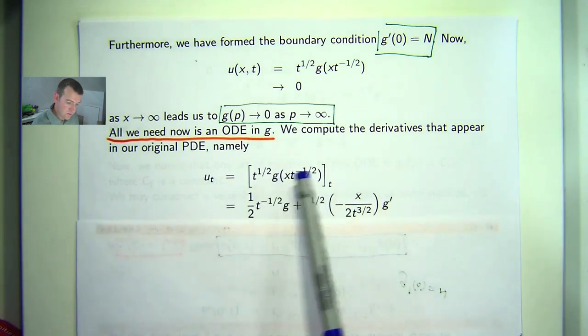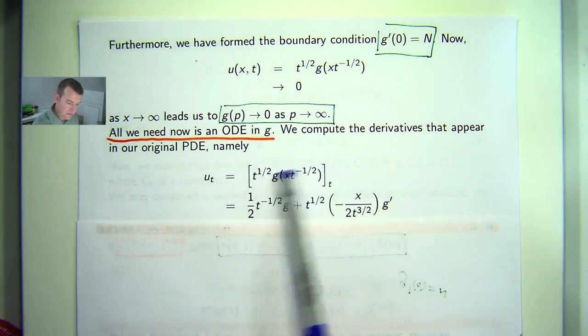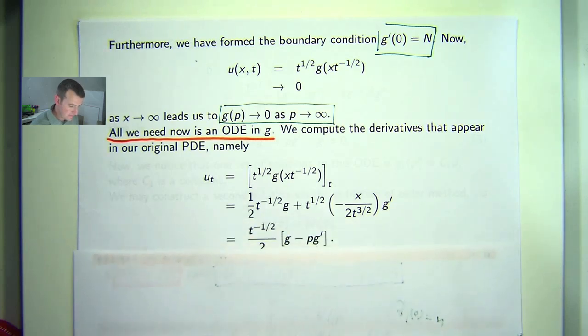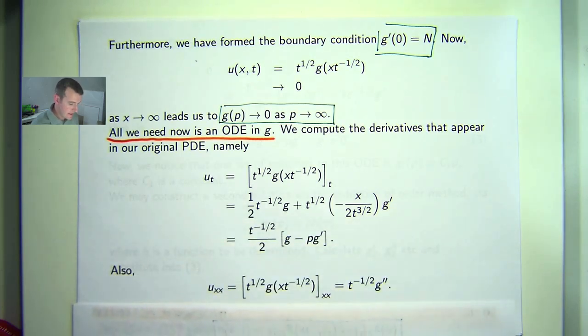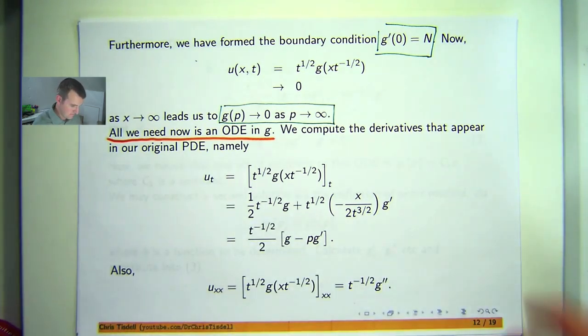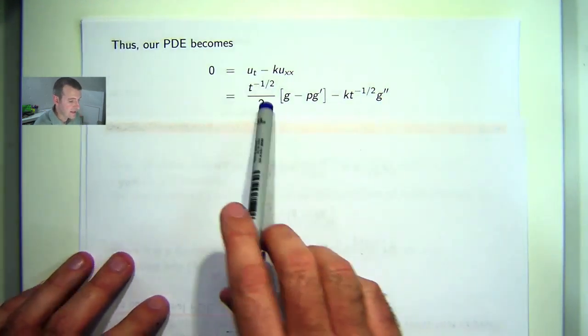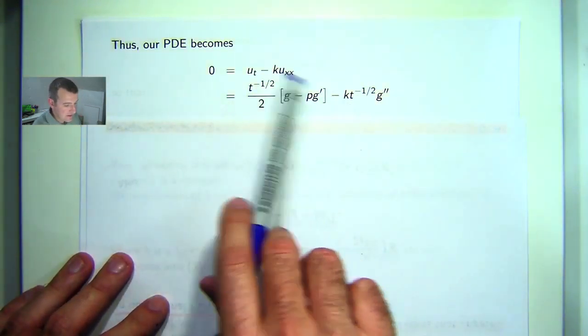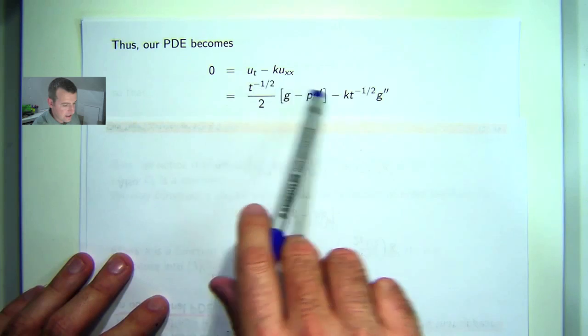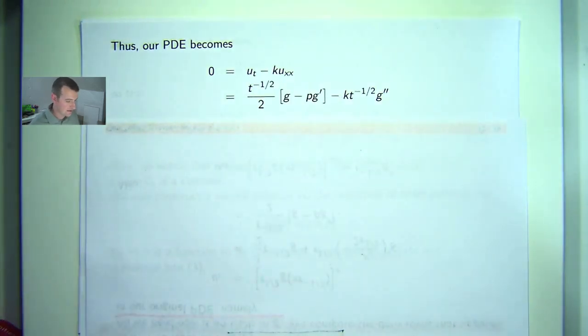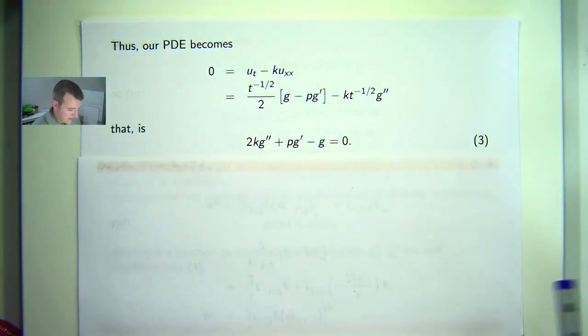Okay, using the product rule and the chain rule, you can differentiate this with respect to t to get the following. And you can differentiate this using the chain rule to produce the following. So let's just combine those in our PDE. So we get the following. Now, you can factor out the 2 to the power negative 1/2, and because t is positive, you can cancel it off. And you get the following.